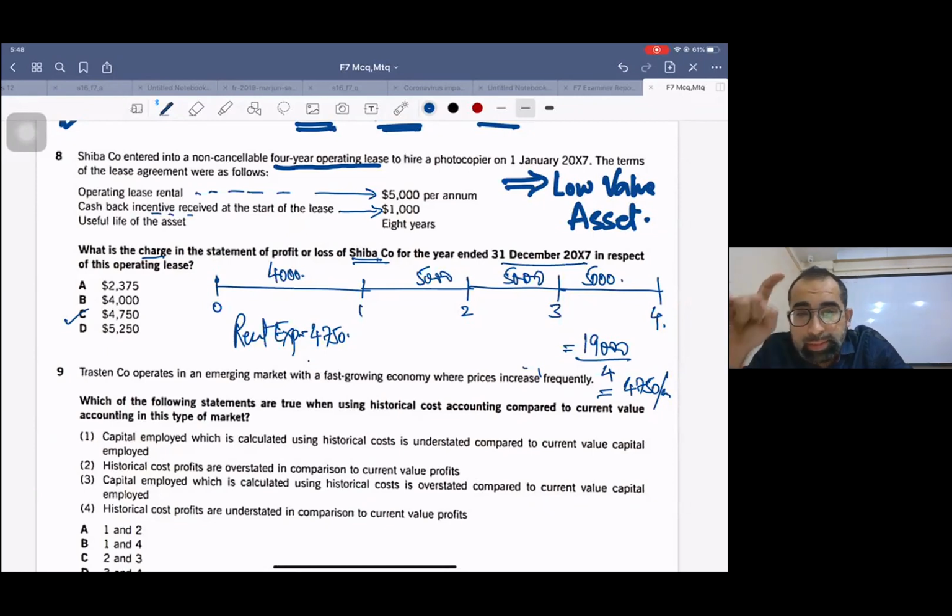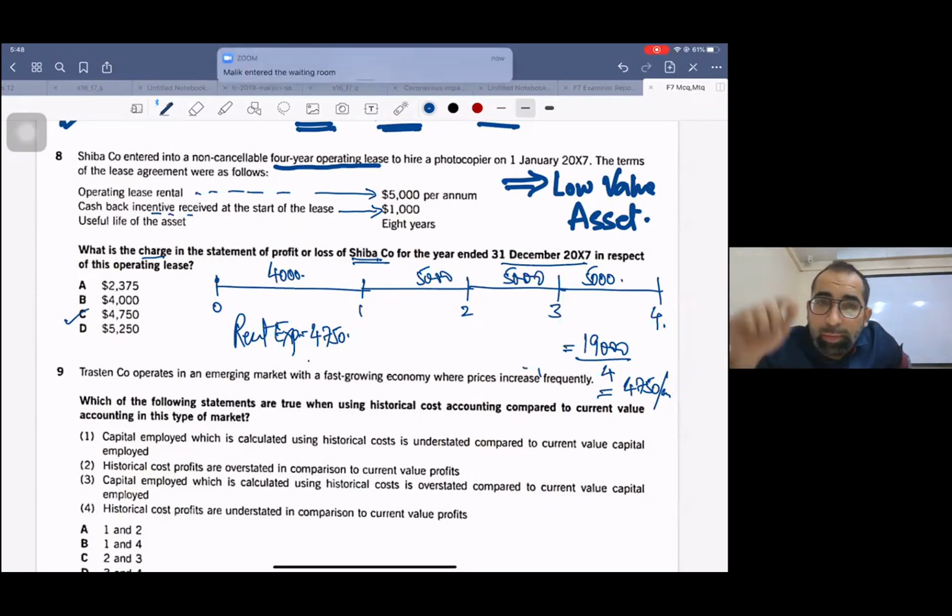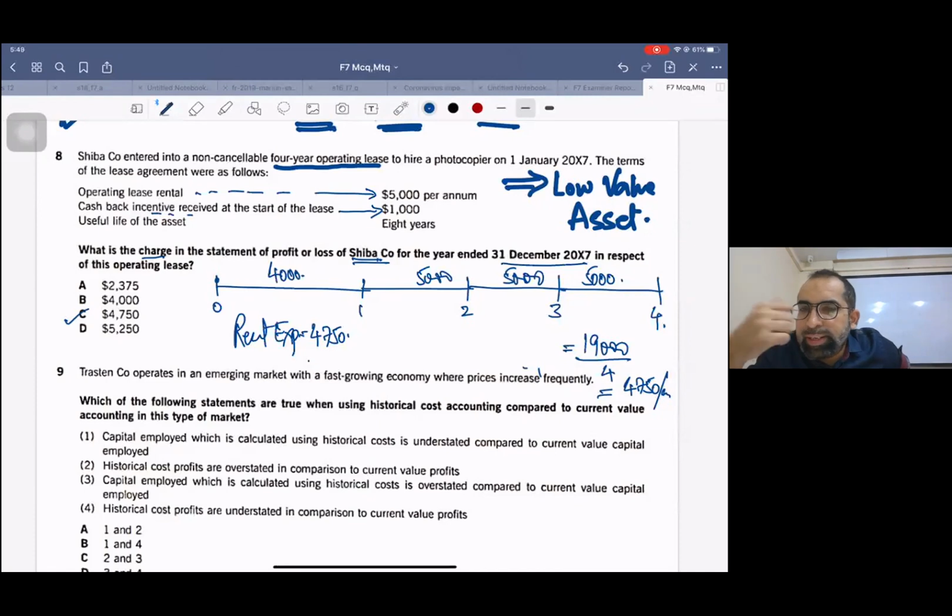So by doing this, we have spread the effect of that incentive, because logically, think, they gave us the incentive because we took this asset for 4 years. According to the matching principle, my dear student, this incentive should be spread over the 4 years. That's what I did.